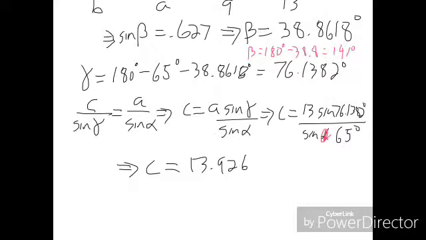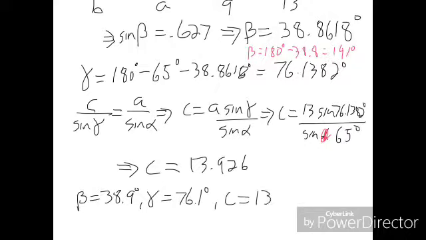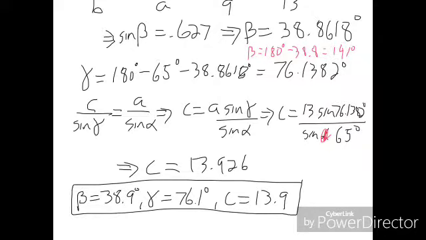And that's not a degree, that's a side. So we would now give beta is 38.9 degrees, gamma is 76.1 degrees, and C equals 13.9. These are rounded to the nearest tenth.